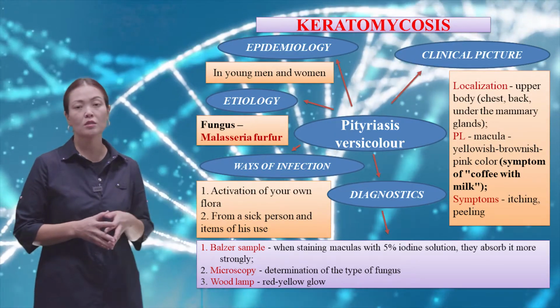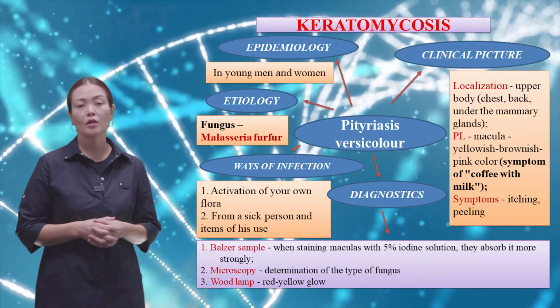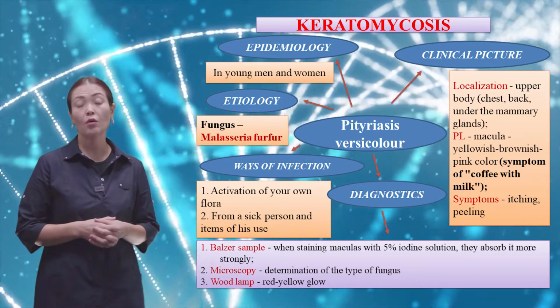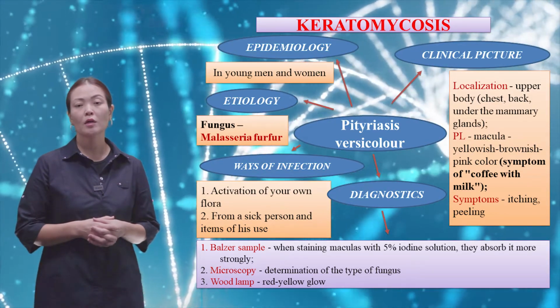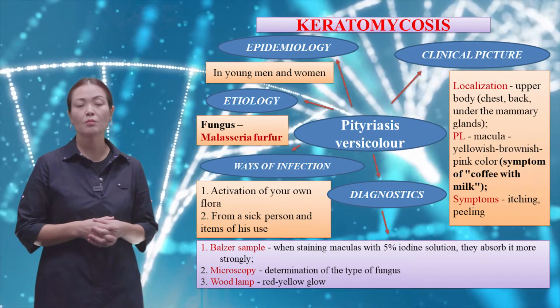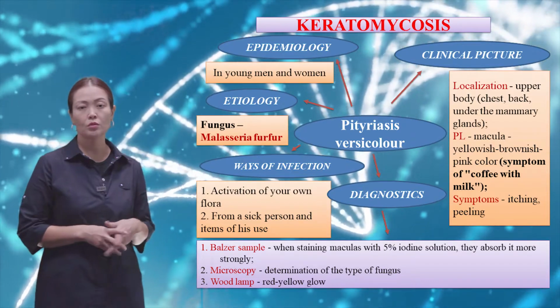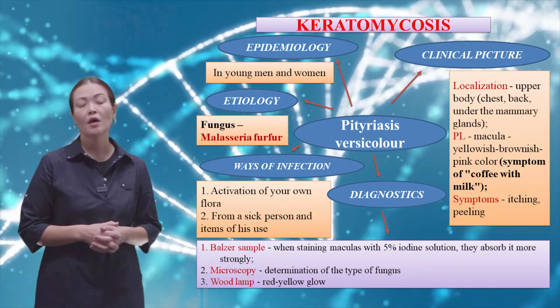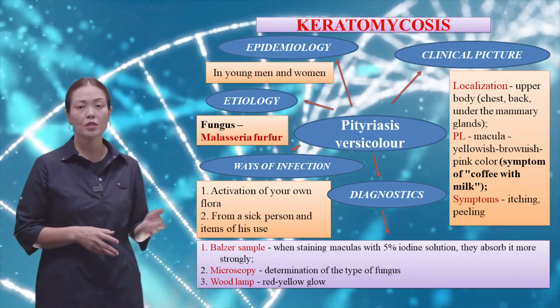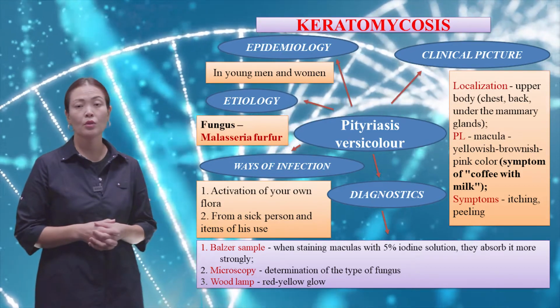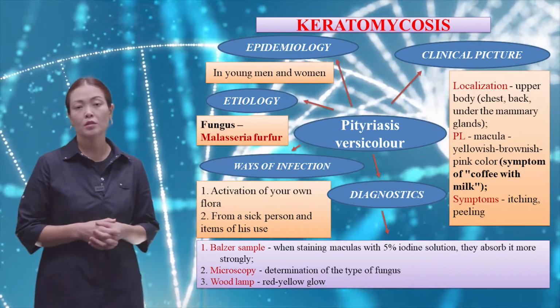The main differential diagnosis of this disease, first of all, should be from the disease which we call vitiligo, and the symptom leukoderma, which you can see in a patient with syphilis. How to do the differential diagnosis between these two diseases, you will understand when we discuss the diagnostic tests which we can use in this situation.